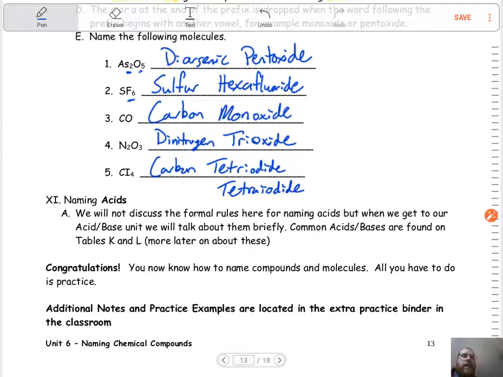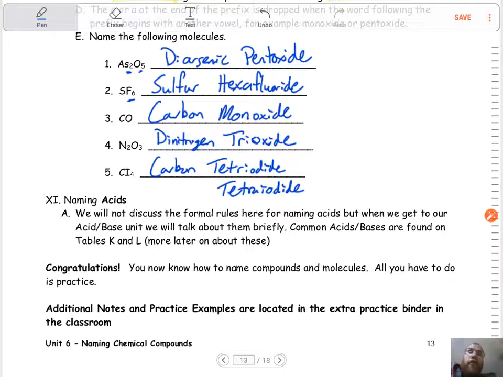Now, naming acids, guys, you have a list on table K and table L, common acids and common bases. You don't have to worry about the naming system. In the next video, I'll mention it briefly, but you can look those up, and we'll talk more about it when we do our acid and base unit later on. But congratulations, give yourselves a pat on the back. You know how to name compounds.